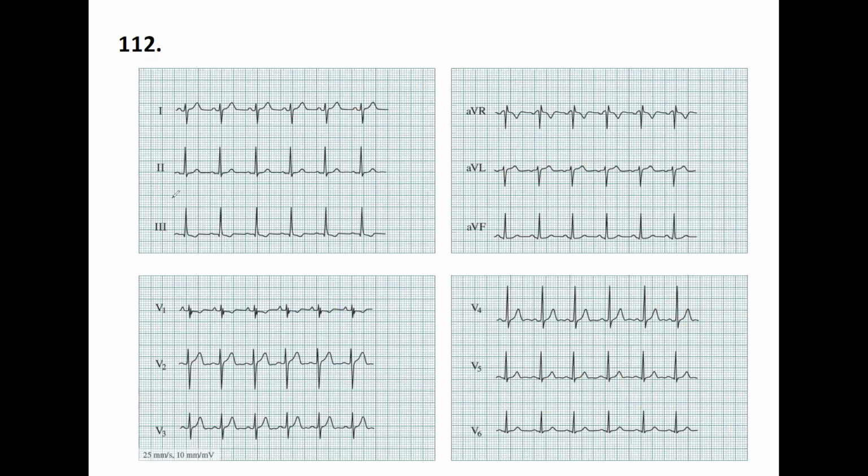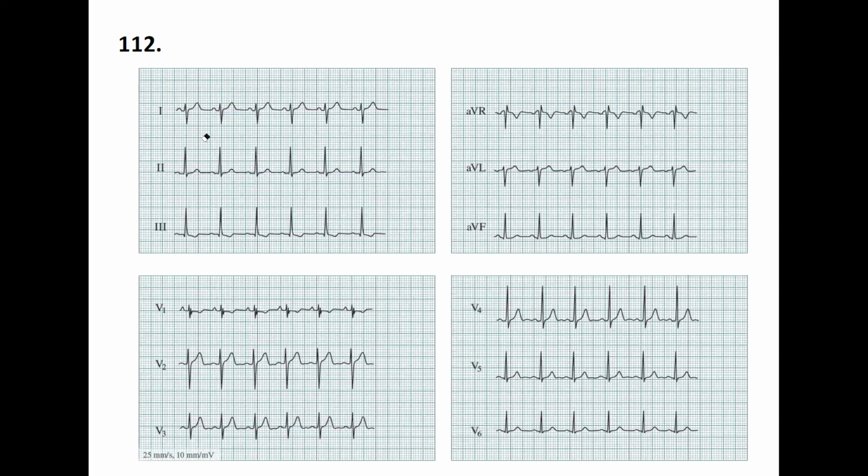Okay, let's do it together. Rhythmicity: regular. Good. Rate: there's a little bit less than 3 boxes in between, so you can say that, but this is 3 boxes. Okay, so this is 100. Very good. Okay. Next one.